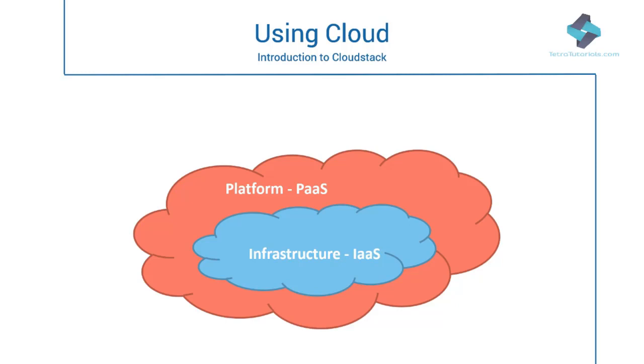In the PaaS model, cloud providers deliver a computing platform, typically including operating system, programming language execution environment, databases, web servers, etc. Some examples of PaaS are AWS Beanstalk, Azure Web Sites, etc.